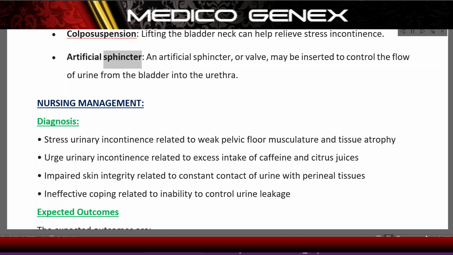Artificial sphincter. An artificial sphincter, or valve, may be inserted to control the flow of urine from the bladder into the urethra. Nursing management. Diagnosis. Stress urinary incontinence related to weak pelvic floor musculature and tissue atrophy. Urge urinary incontinence related to excess intake of caffeine and citrus juices. Impaired skin integrity related to constant contact of urine with perineal tissues. Ineffective coping related to inability to control urine leakage.